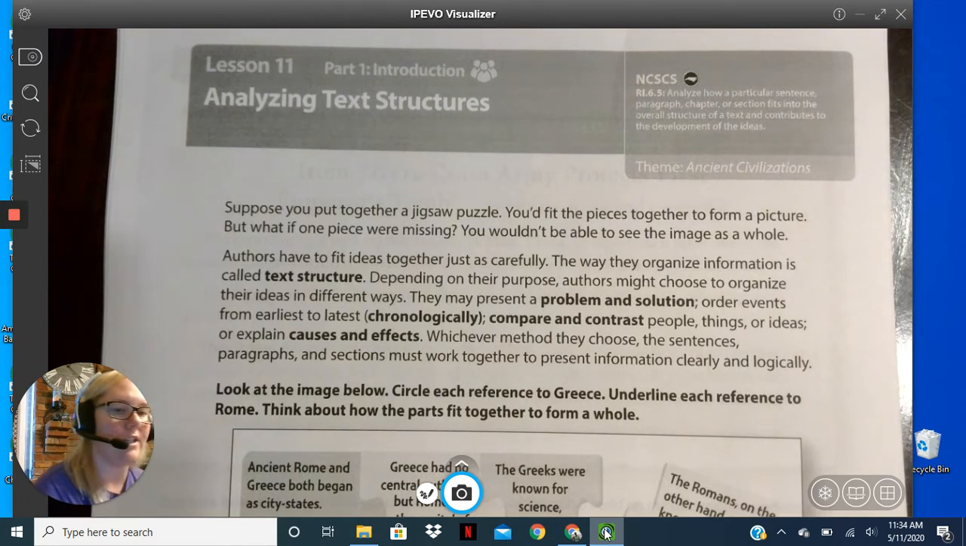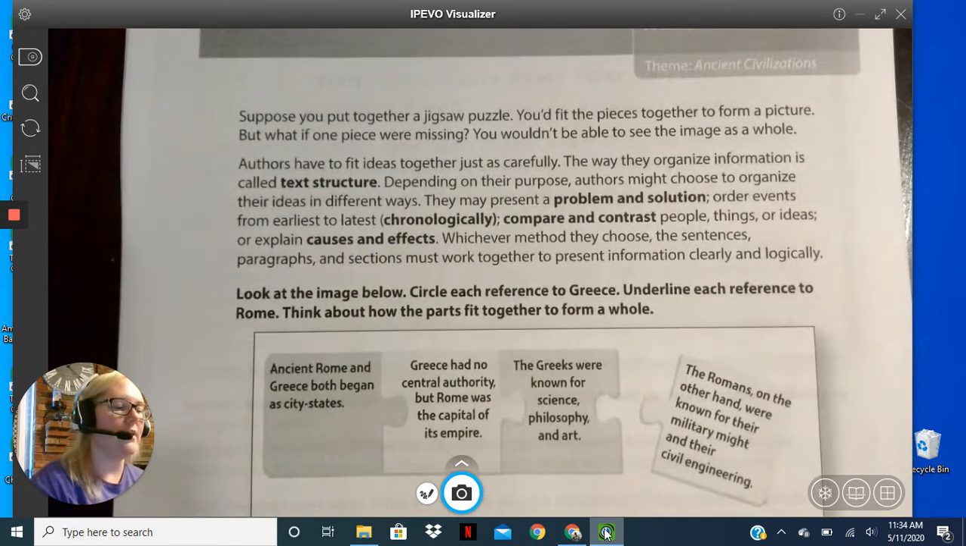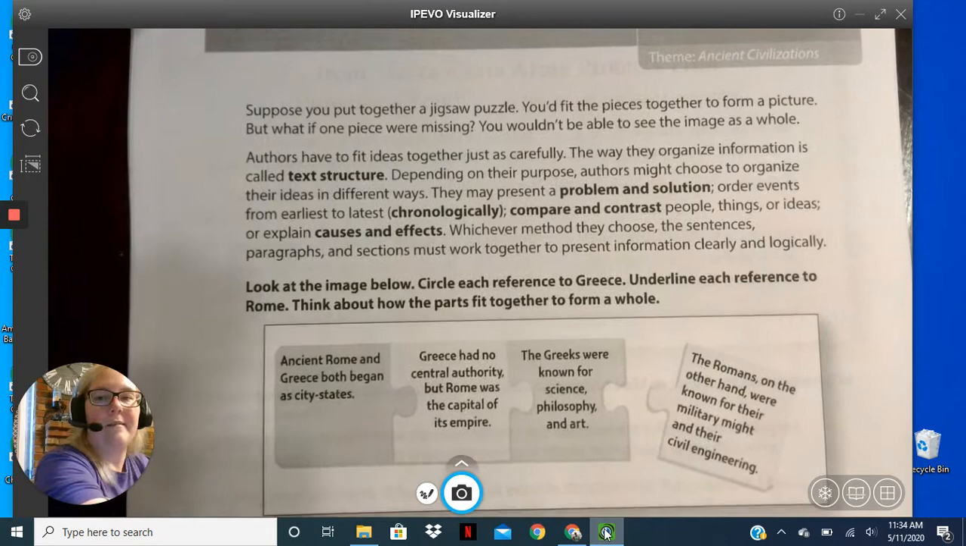Analyze how a particular sentence, paragraph, chapter, or section fits into the overall structure of a text and contributes to the development of the ideas. Our theme for this is ancient civilizations. So we're getting a little bit more of that social studies that you learned last semester.